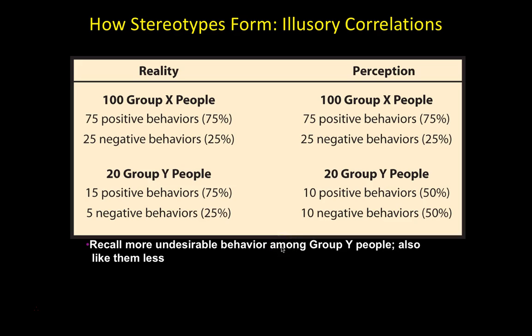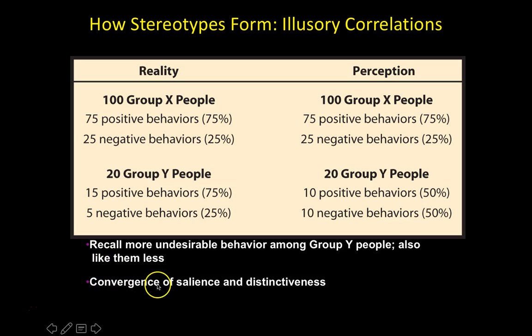They also, when they were asked to give their feelings, their affect, their favorability, showed lower ratings of liking of the minority group relative to the majority group, despite the fact that they behave the same way. And how is this explained? Well, things that we've already seen in our earlier discussions of social psychology.